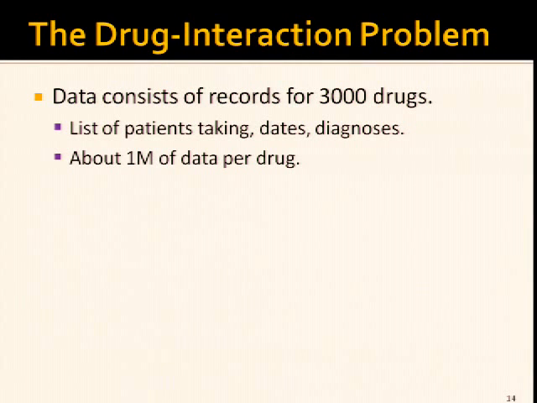Here's what they had. They built records for 3,000 of the 6,000 possible drugs. The other 3,000, I gather, were just not administered enough to have significant data about them. But the record for a drug consisted of the patients that took the drug, when they took it, and subsequent diagnoses. And on average, the record for a drug was a megabyte long. Remember, this was 20 years worth of data, about 1 million patients involved in this study.